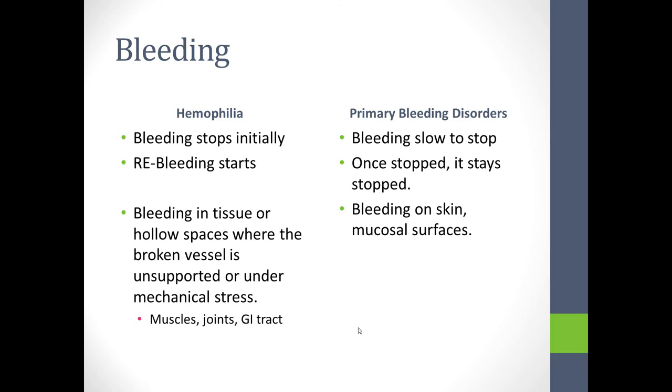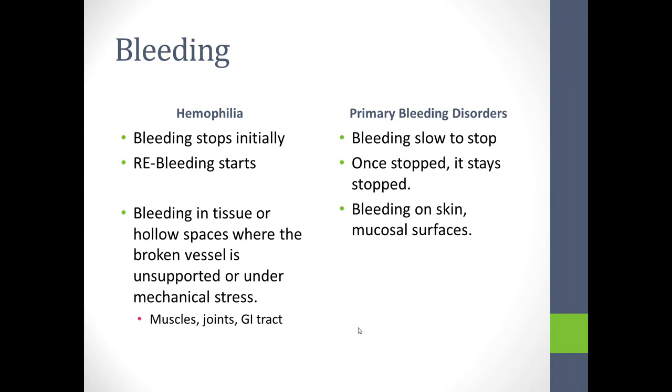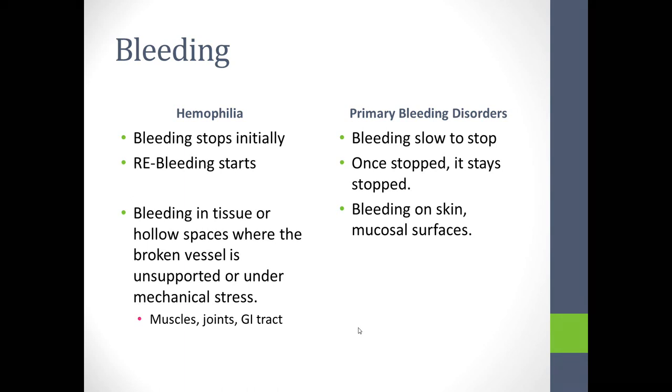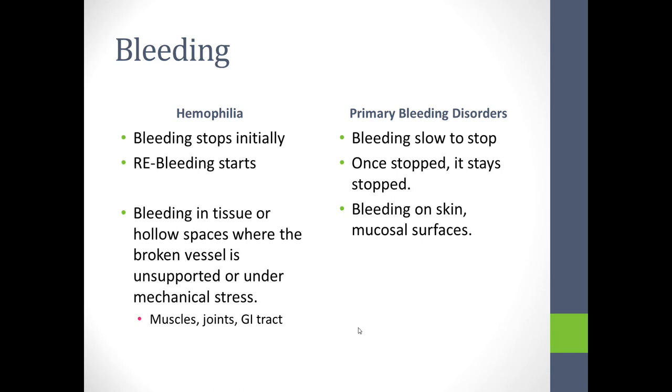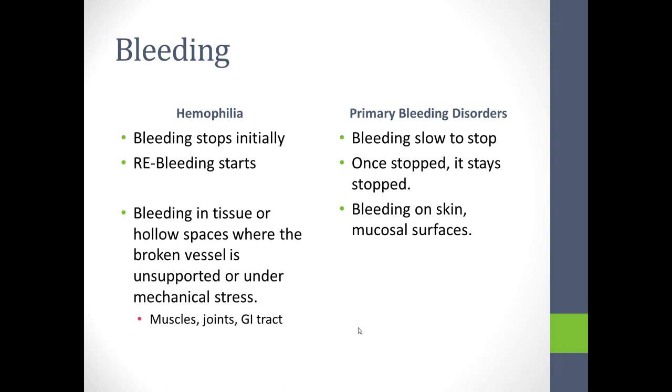Okay, distinguishing hemophilia bleeding from a primary hemostatic disorder. In a hemophilic, bleeding will stop initially, but then re-bleeding starts when the clot tears loose. Primary hemostatic disorders are slow to stop, but once stopped, they stay so. For example, a child gets a small bruise or a bloody nose. Once you've stopped the bleeding in the bloody nose, it stays stopped. Whereas in a hemophilic, you can cause the bloody nose to stop, and then when the clot retracts or breaks loose, the bleeding starts again.